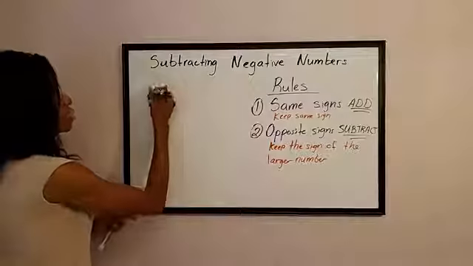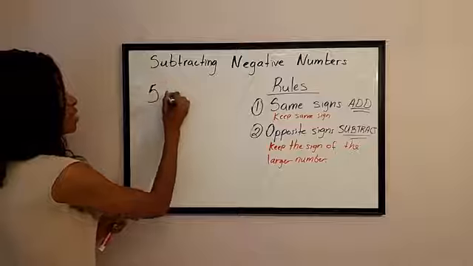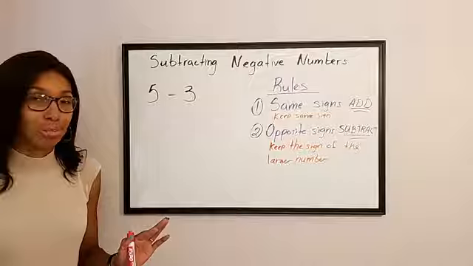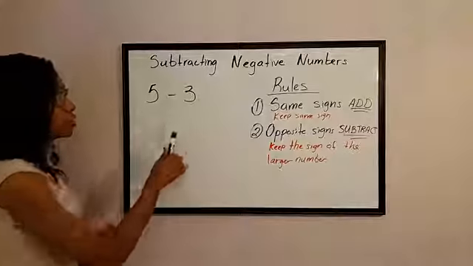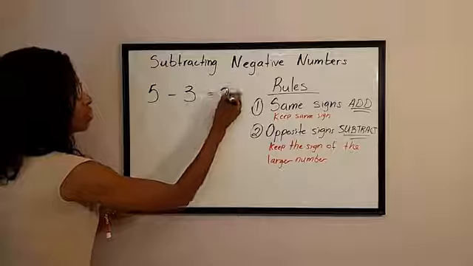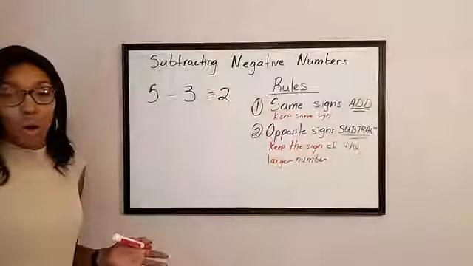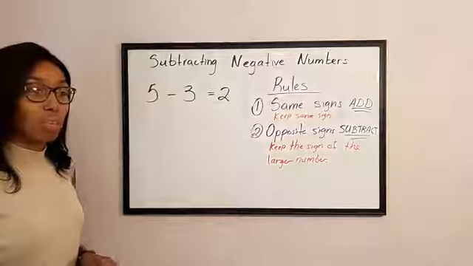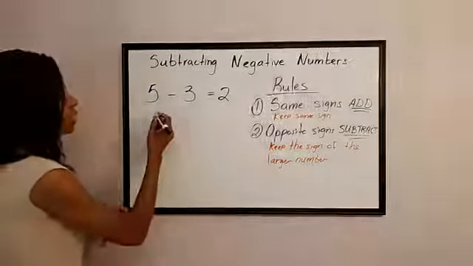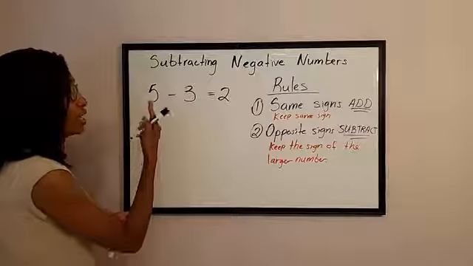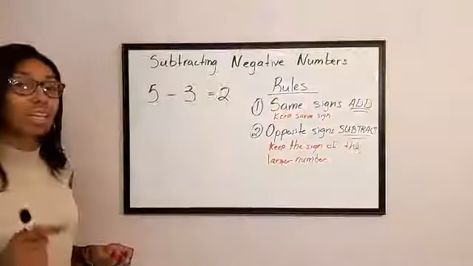All right, the first one says 5 minus 3. And this is just to kind of prove that this works. 5 minus 3, we already know is just 2. There's really nothing too hard about that. But to show you, there's another way that you can work this same problem without having to use different rules for subtraction. We can actually make this problem into addition.